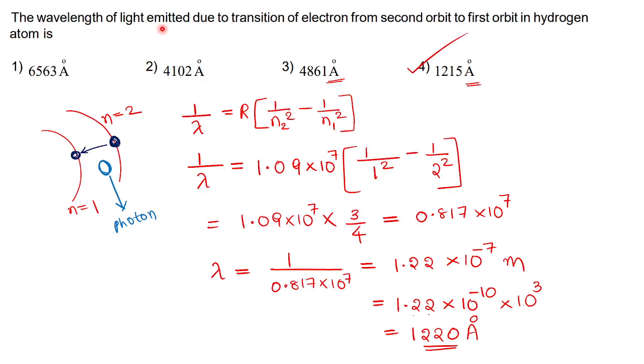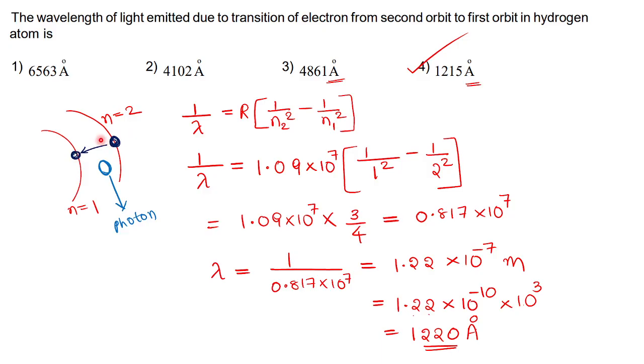The wavelength of light emitted due to transition of electron from second to first orbit. So the electron is jumping from n equal to 2 to n equal to 1, from the second orbit to the first orbit. The electron is jumping from higher energy state to lower energy state, so a photon will be released. Higher to lower, photon will be emitted. The wavelength of that emitted photon is our question.